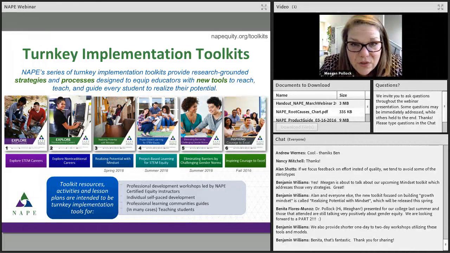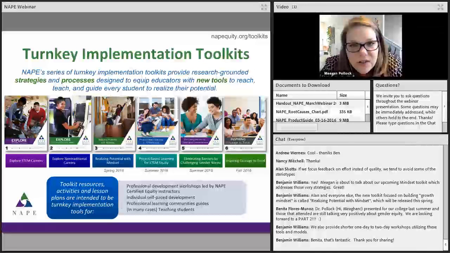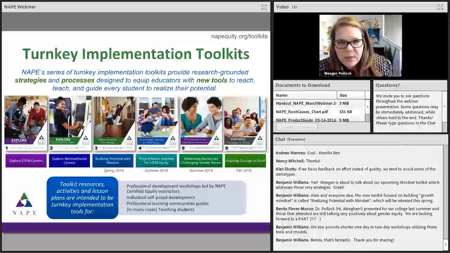This summer we also have a new toolkit coming out called Eliminating Barriers by Challenging Gender Norms. This is different than the work that we've done in the past related to micromessages, where we have had, in many cases, a focus on increasing female participation in STEM. But Eliminating Barriers by Challenging Gender Norms is really getting to the heart of how we do gender in the world. And this is going to be a great toolkit to help educators all across the country recognize and be empowered to address some of those imbalances. And then this fall, we have another toolkit that's based on the self-efficacy framework called Inspiring the Courage to Excel.